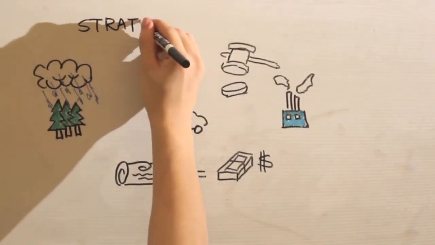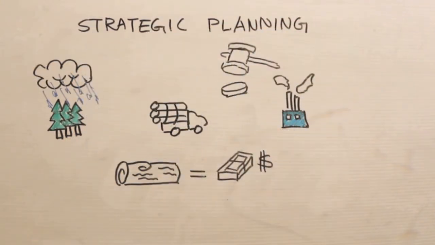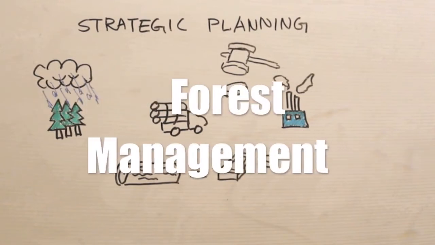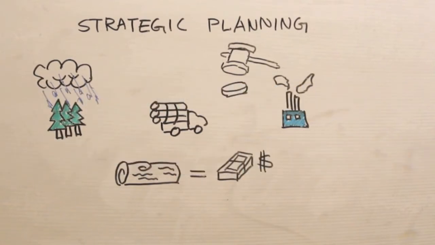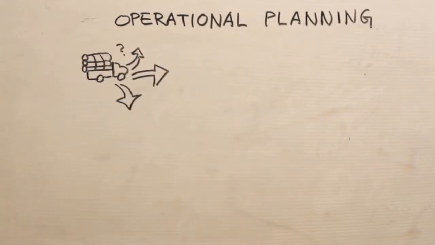These issues are considered in strategic planning, ranging from 1 to 25 years. However, these decisions are often made within forest management and harvesting. We are only looking at the operational planning in this case. The operational planning decides the details, such as the routing for the trucks.